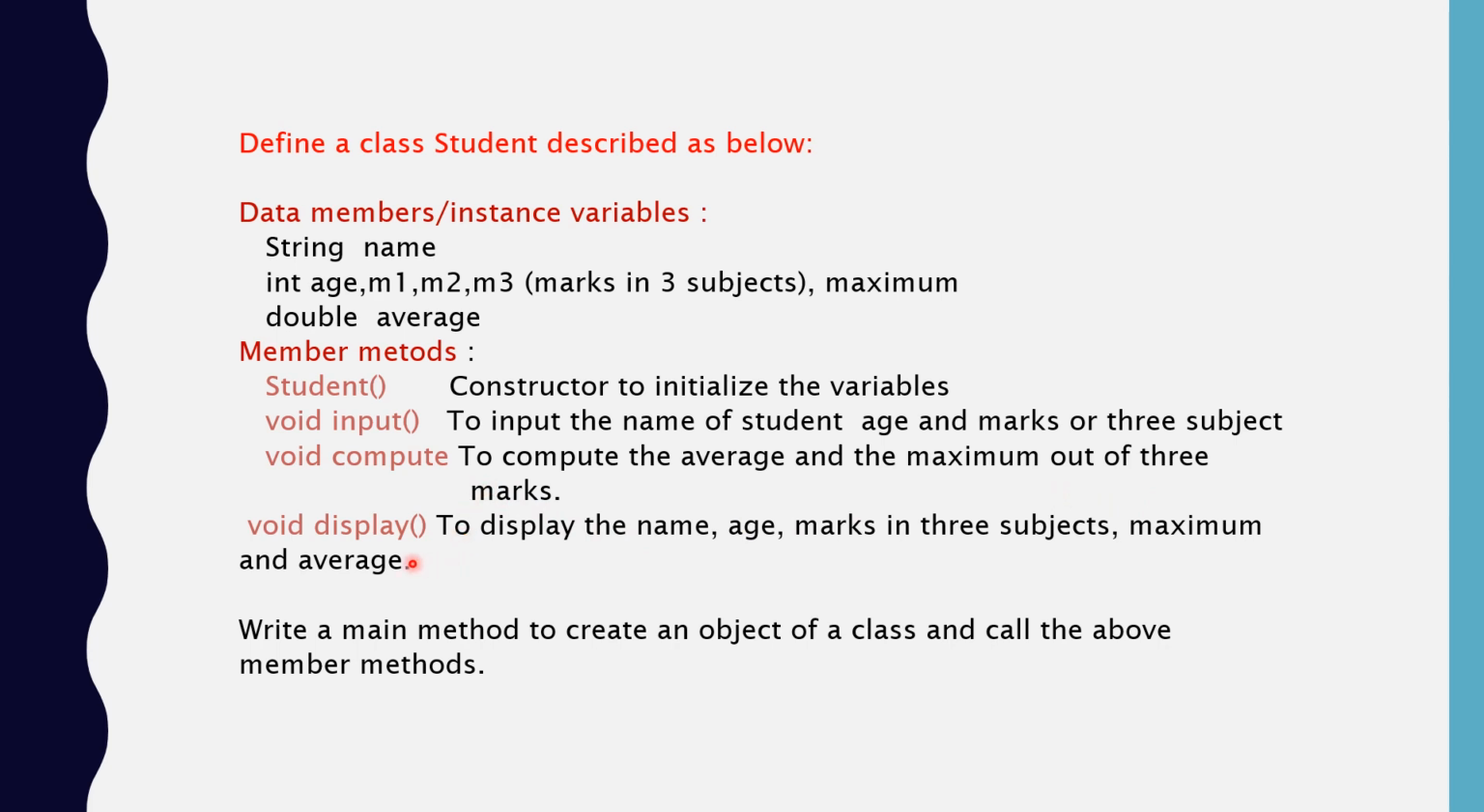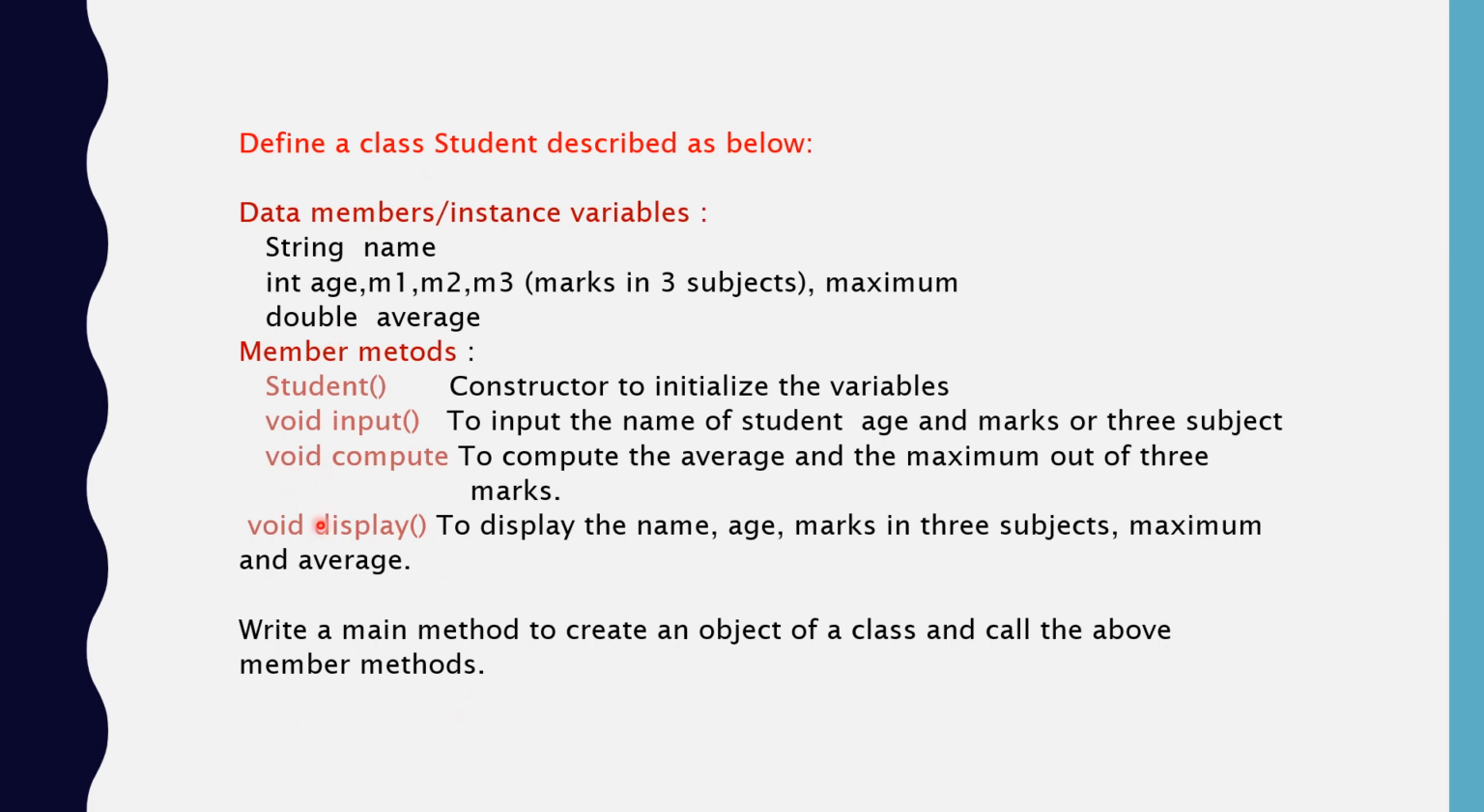And display all the details, that means name, age, marks of the three subjects and maximum. We have to display all the details in the function display, and write a main program to create an object of the class and call the above functions. So in the end we have to write the main program also.